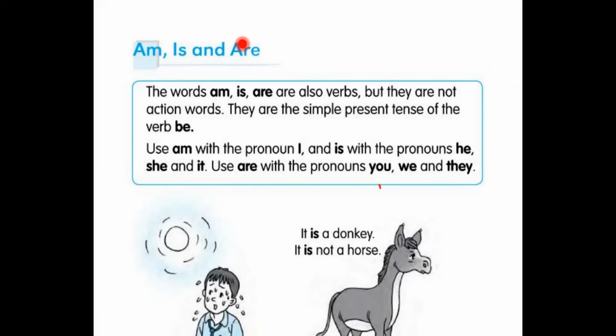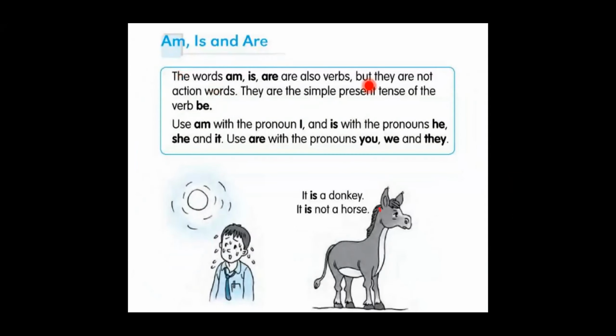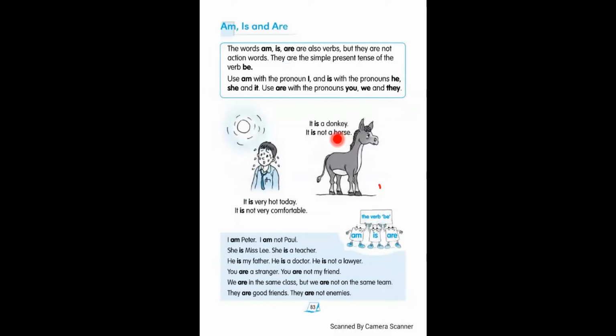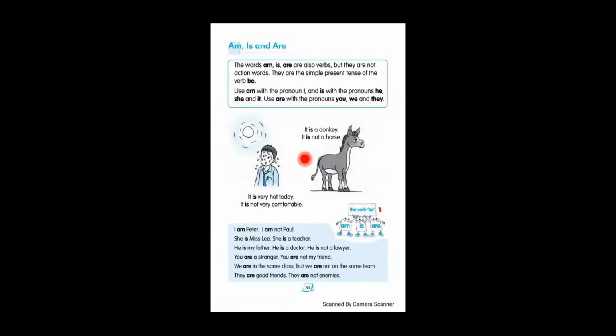So we have seen what are is, am, and are: helping verbs. ये action words नहीं है, action नहीं बताते, but मदद करते हैं. Helping verbs कहा जाता है. These are known as helping verbs or auxiliary verbs. It is a donkey. It is not a horse. So here is is a helping verb. Now see here, you are a stranger. So are over here is a helping verb. Next, I am Peter. So am is a helping verb.